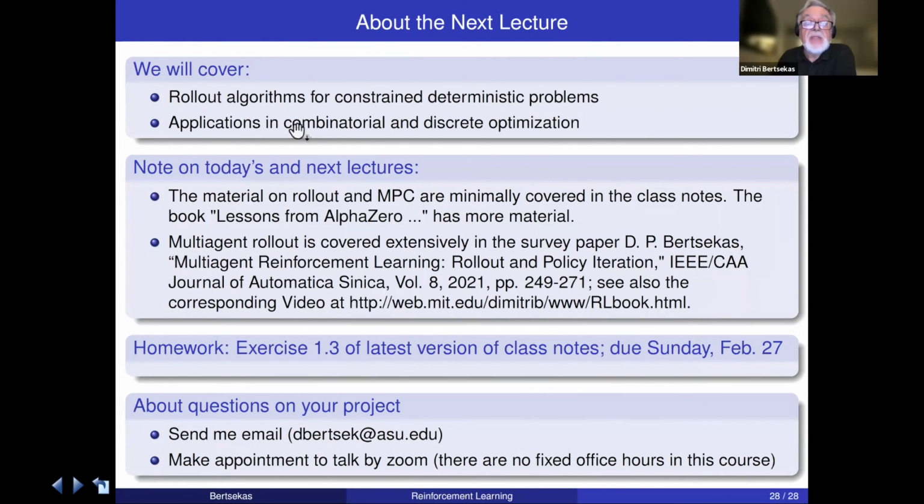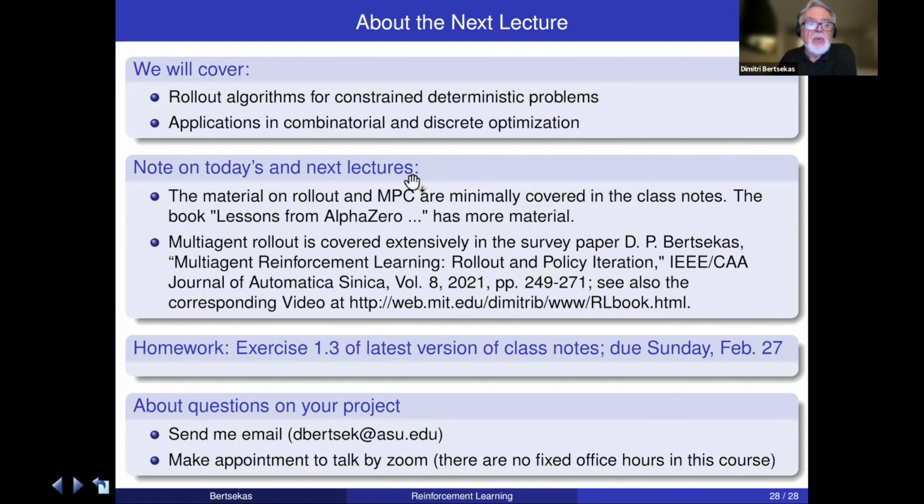Okay, so in the next lecture, we're going to close our discussion on the rollout algorithm by considering constrained deterministic problems. Problems where there are constraints not only on the actions, on the controls available at each state, but also on the entire trajectory of the system. And there are applications of this type in combinatorial and discrete optimization. We're going to cover those, and a variety of other material, closing out our discussion of rollout algorithms and preparing the ground for getting into neural network approximation and training two lectures from now.